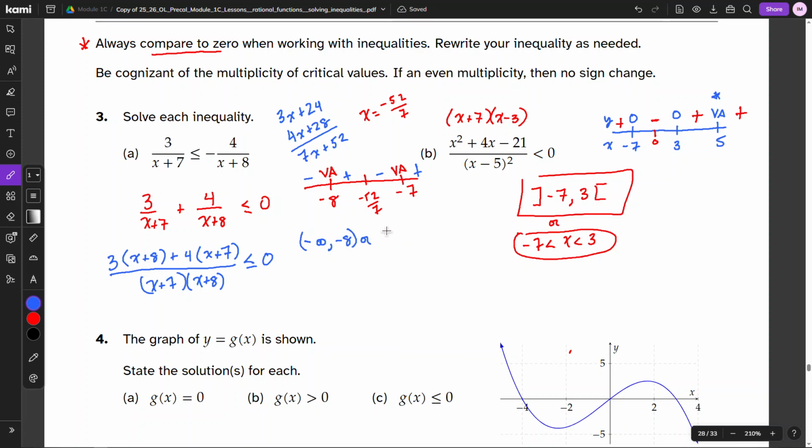or from -52 over 7 to -7. And there would be my solution. Okay. So always, always, always compare to 0 when you're working with inequalities.